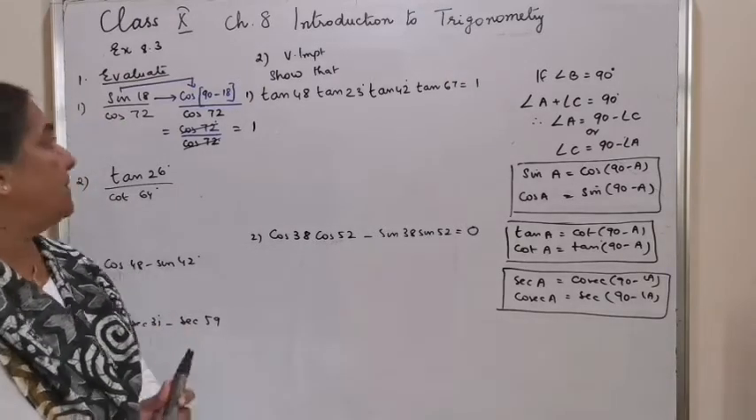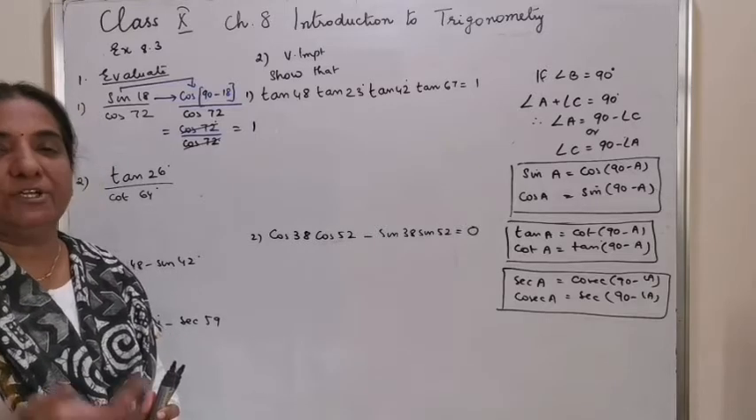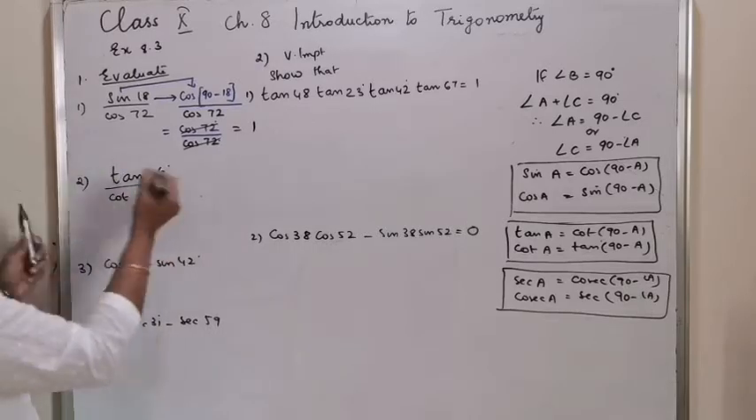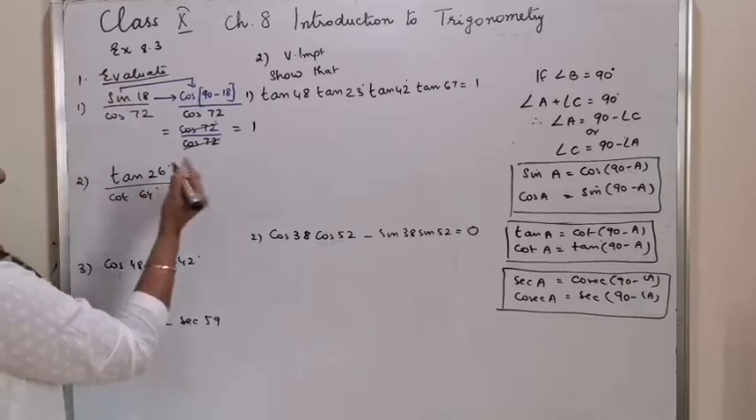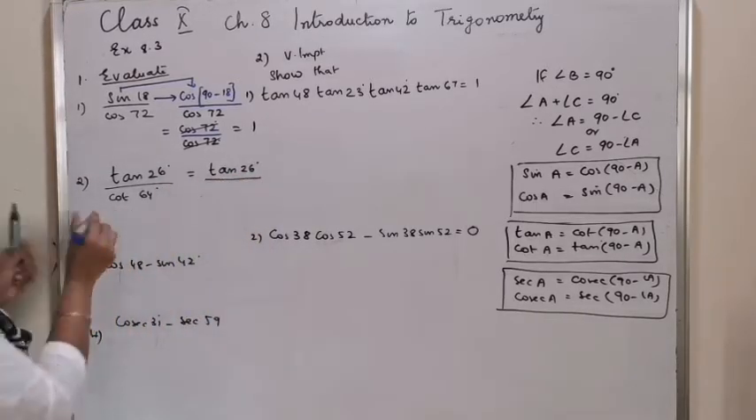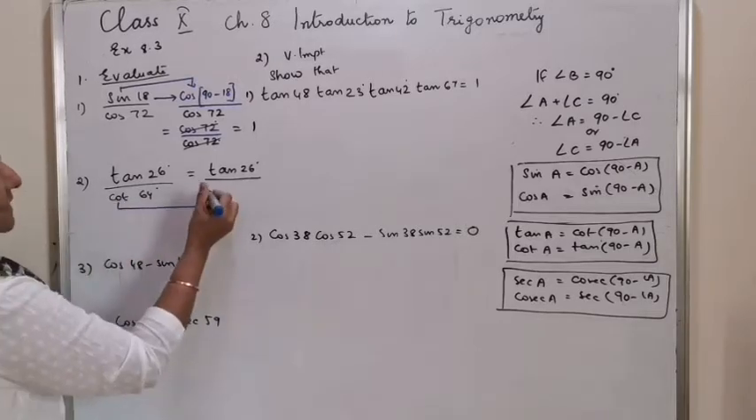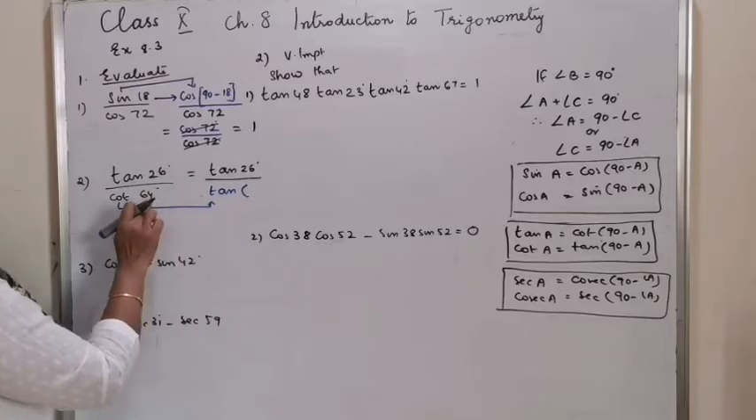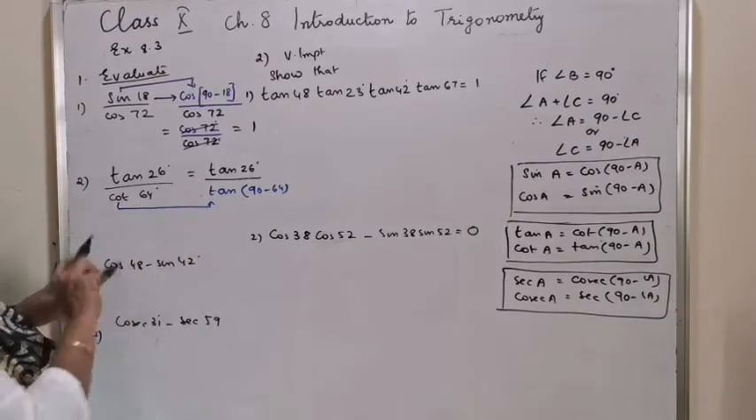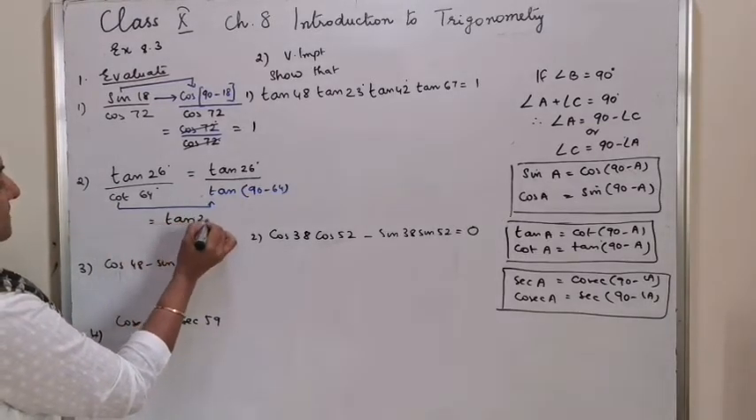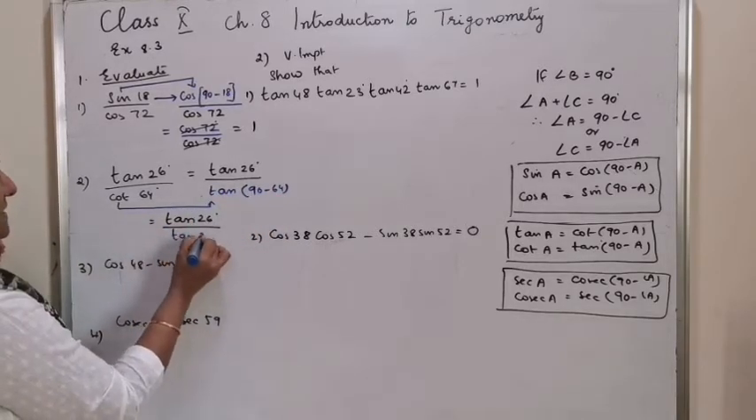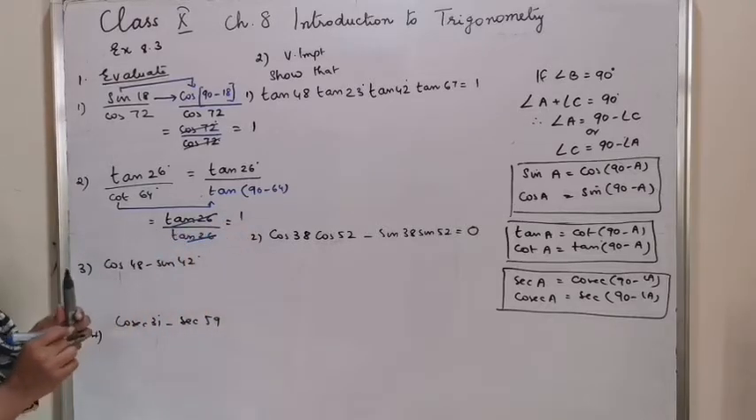So the answer will be the same: sin 18 by sin 18 turns into 1. Similarly, tan 26 by cot 64. Let's change cot 64. Tan 26 is retained as such. Cot 64 can be changed into tan, and 64 cannot be written the same way, it should be written as 90 minus 64, which is tan 26 divided by tan of 90 minus 64, which is again 26, tan 26 by tan 26, which is the same as 1.